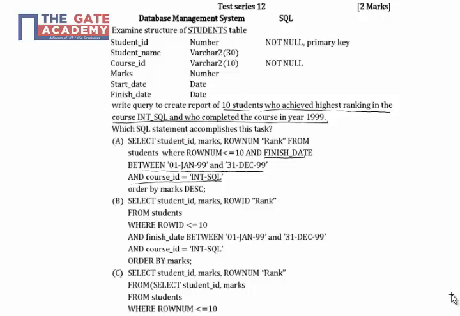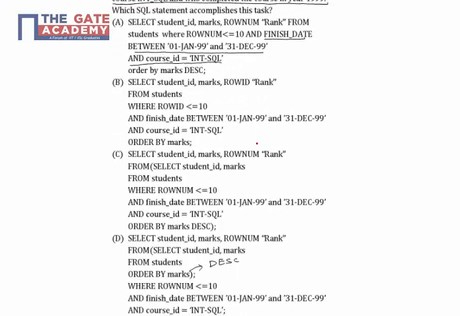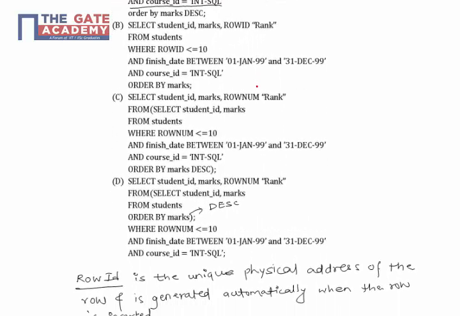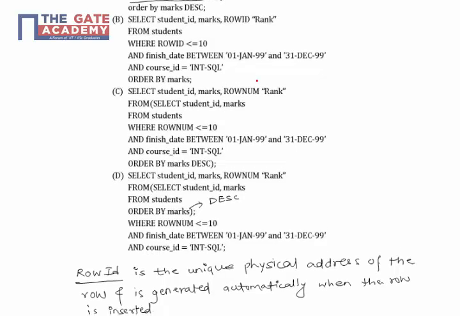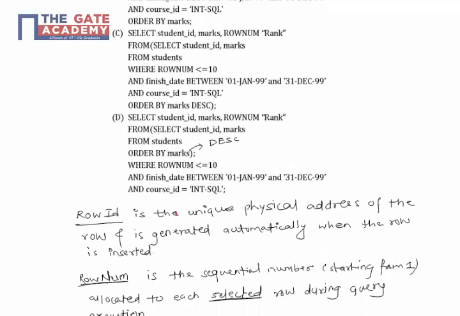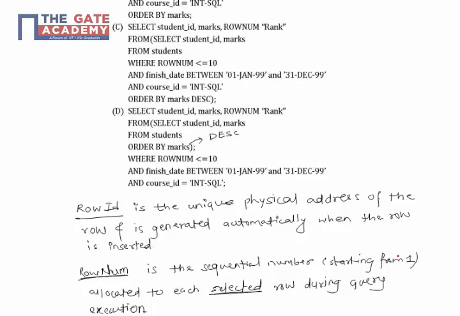If we carefully look at the given SQL statements, we will find that this statement either uses row number or row ID. So let us first understand what each of these means. A row ID is the unique physical address of the row and is generated automatically when the row is inserted. Whereas a row number is the sequential number starting from 1 allocated to each row which is selected during the query execution.